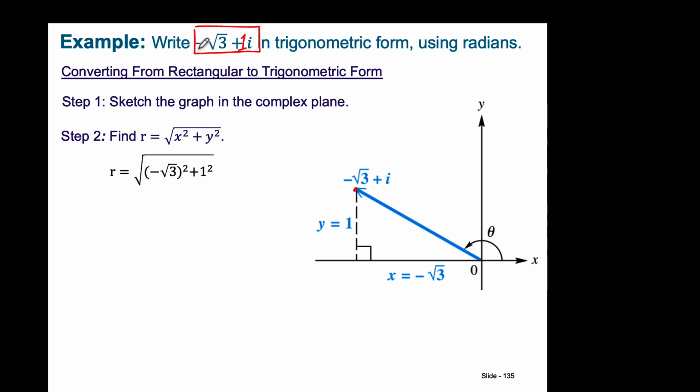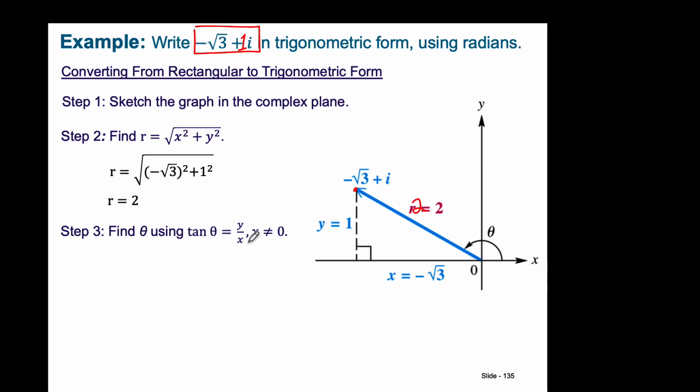X is negative radical 3, substituting that in. Y is 1, substituting that in, simplifying, and it turns out that this vector right here is 2 units long. This might look familiar to you from special triangles. This one has a special name. It's called the 30, 60, 90, where the shortest side is 1, the hypotenuse is double that, and the other leg is a length of radical 3. We have a negative here because we're showing this traveling in this direction. Nonetheless, there's r equals 2.